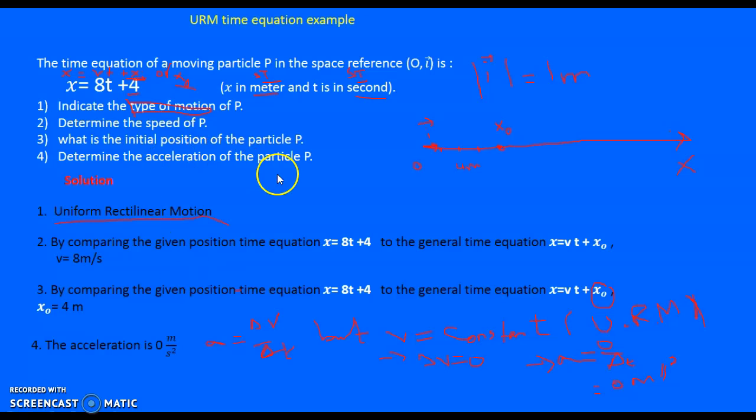Finally, determine the acceleration of the particle p. You already know that because it's uniform rectilinear motion, the speed is constant. So if v is constant, this means that the variation of v is zero, and by definition, the acceleration is the difference in the speed over the time. So a equals 0 over delta t, which is equal to 0 meters per second squared.